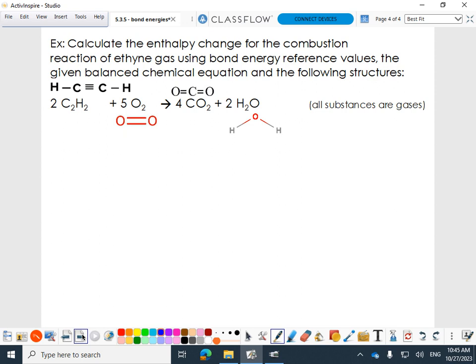So in C2H2, I am not going to worry about these coefficients right now, okay? In C2H2, there is a C triple bond C bond, and there are 2 CH bonds. 1, 2. So C triple bond C is 839.